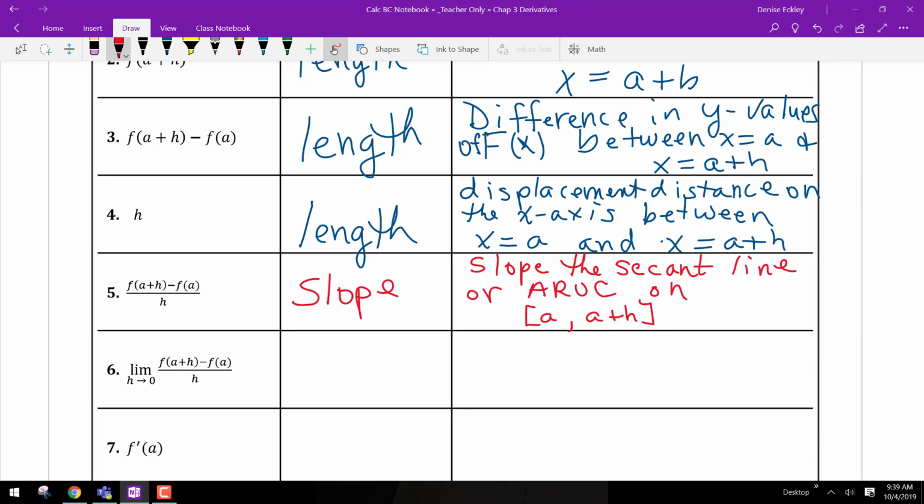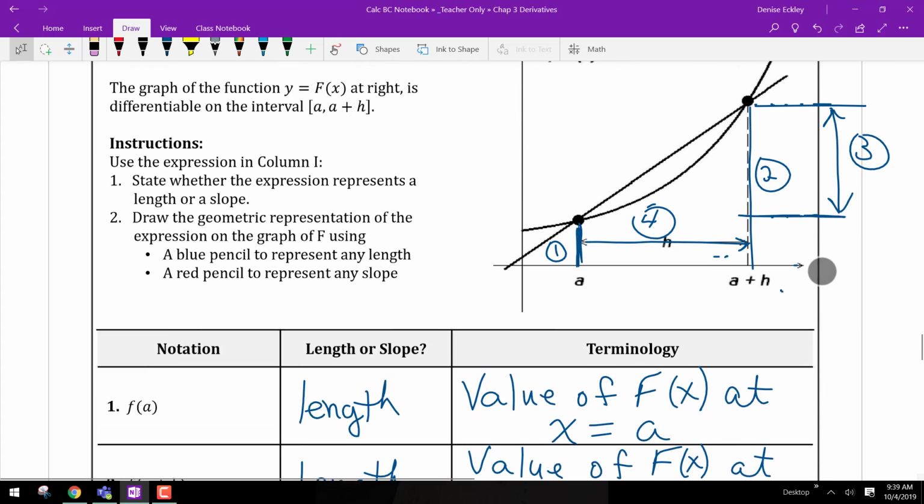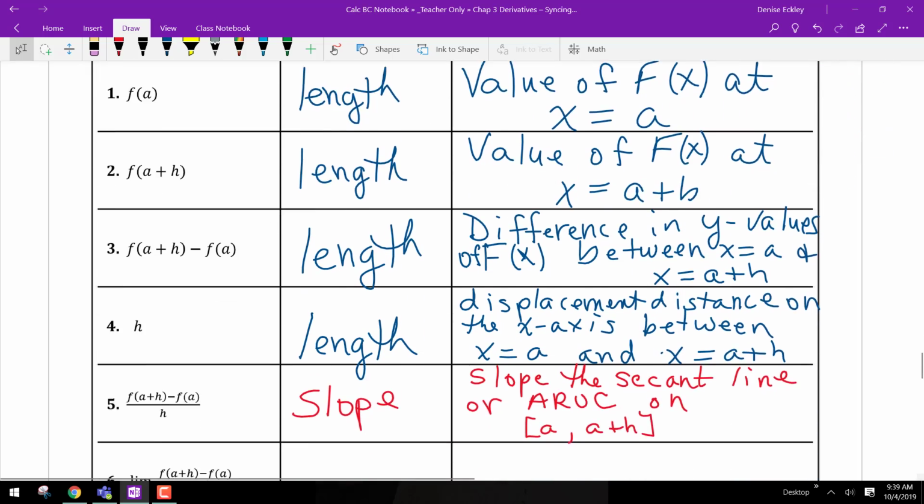So now we're going to represent it with a red line, and it's going to show a line through our 2 points. So it's kind of already drawn here for us. It's this line right here. That's number 5. Okay, and now we have number 6.